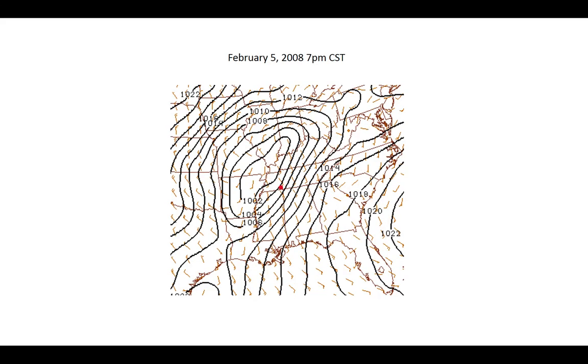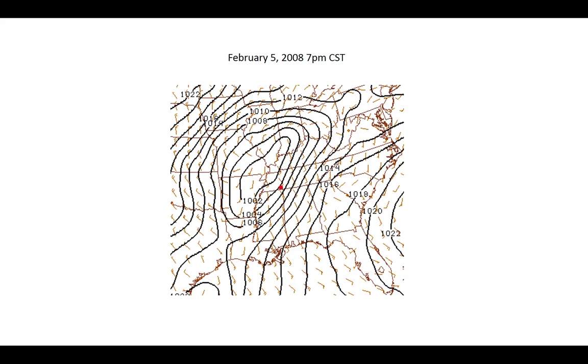We're going to use another example. This is from Super Tuesday, February 5th, 2008. This mesoanalysis chart was taken from the SPC Mesoanalysis Archive. You can Google that and obtain a link for it if you'd like to do more research. This was from 7 p.m. on Super Tuesday, '08.